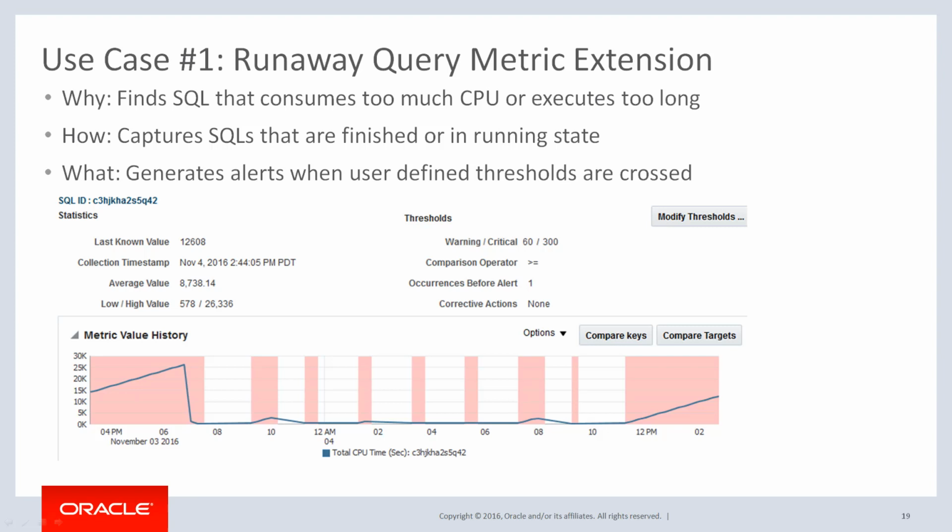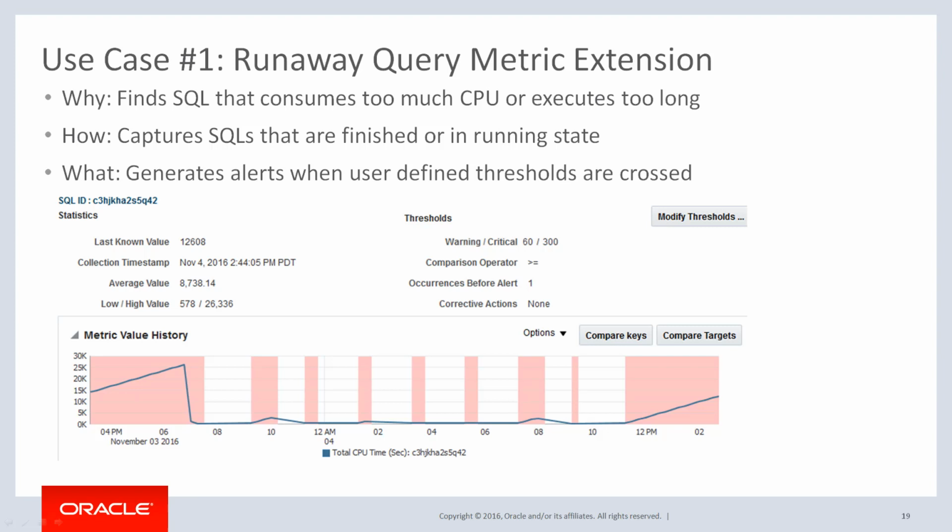To achieve that, you can deploy a metric extension to your database targets. The metric extension runs a SQL query on the database target to find SQLs that consume too much CPU or takes too long to execute. The query only captures SQLs that are either finished or in a running state. It is up to the DBA to define the warning and critical thresholds for this metric extension.